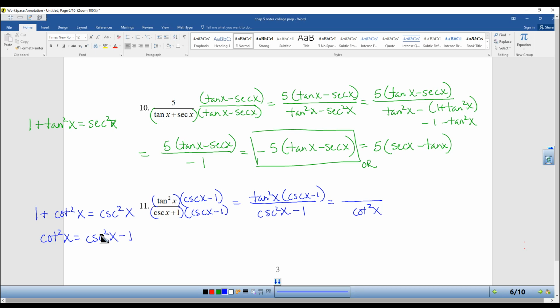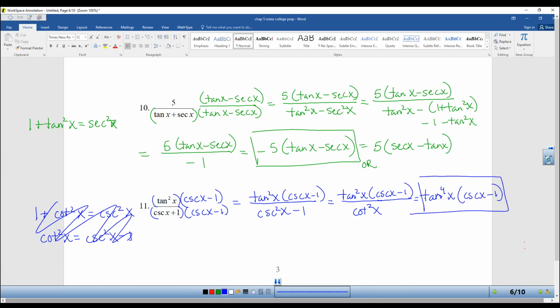What I don't want you to do is try and put this in there and then use arrows and stuff. Either you can state this as a fact, or you can do it the way we did it up here. But don't clutter your paper with these things. I want a nice fluid problem. Tangent squared x times cosecant of x minus 1. Again, our goal is to have a non-fractional expression. So I'm going to move the cotangent to the top. And because the reciprocal of cotangent is tangent, I'm going to have two more tangents up there. So I'm actually going to have tangent to the fourth x times cosecant of x minus 1. And that's number 11.